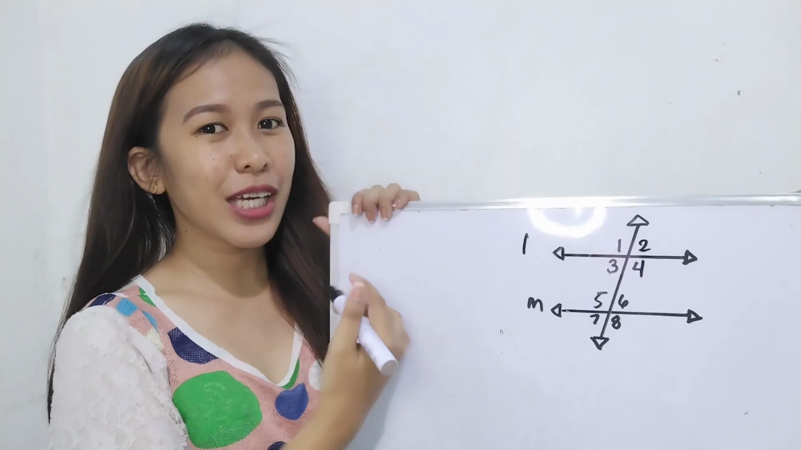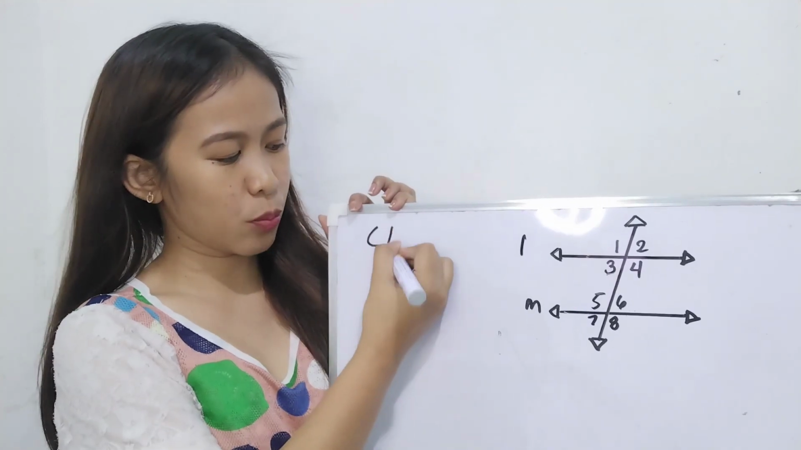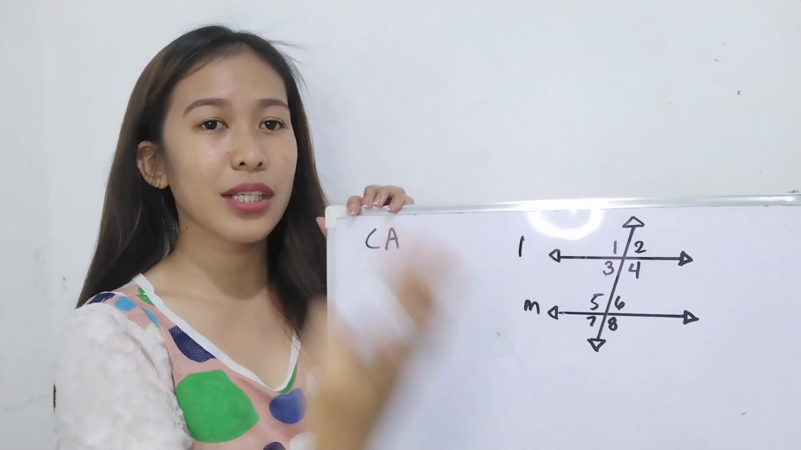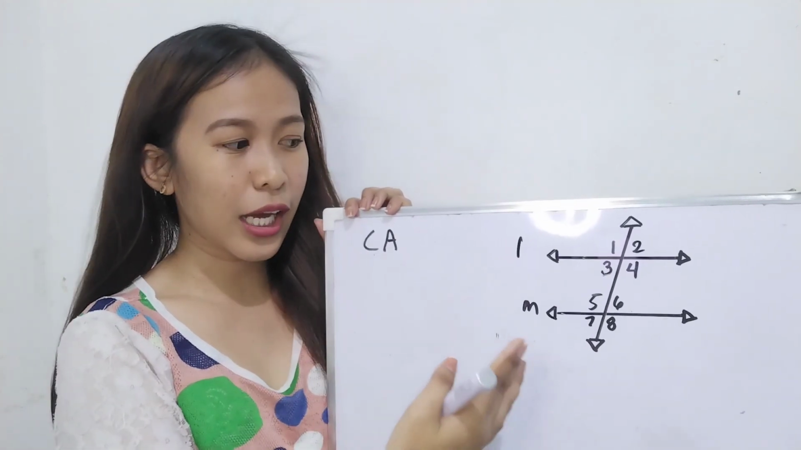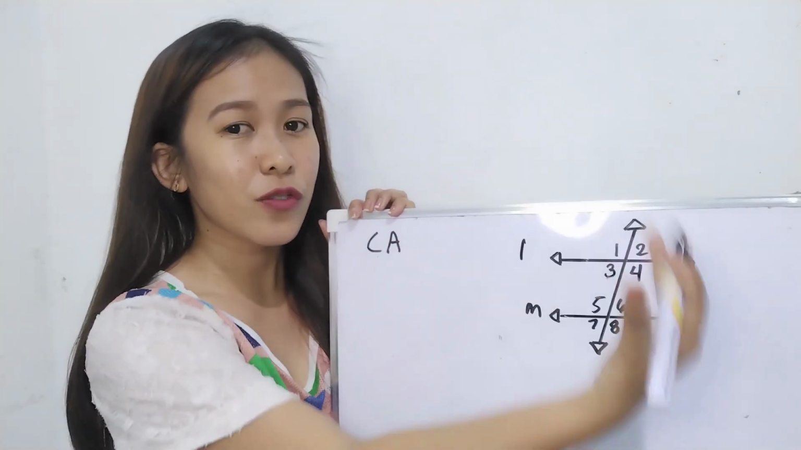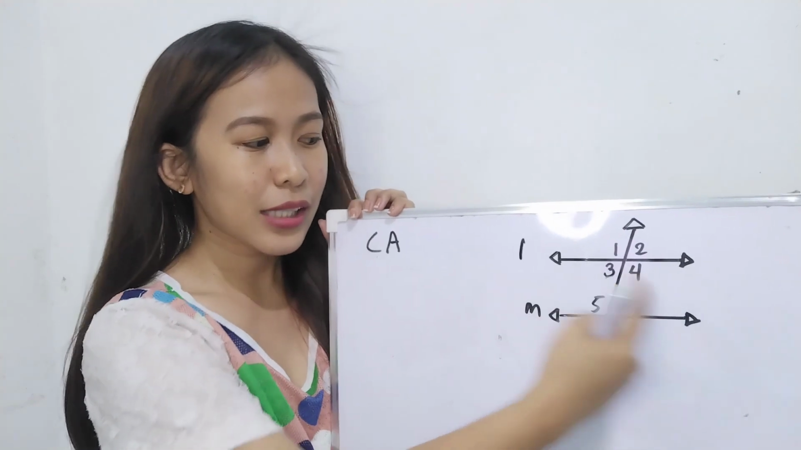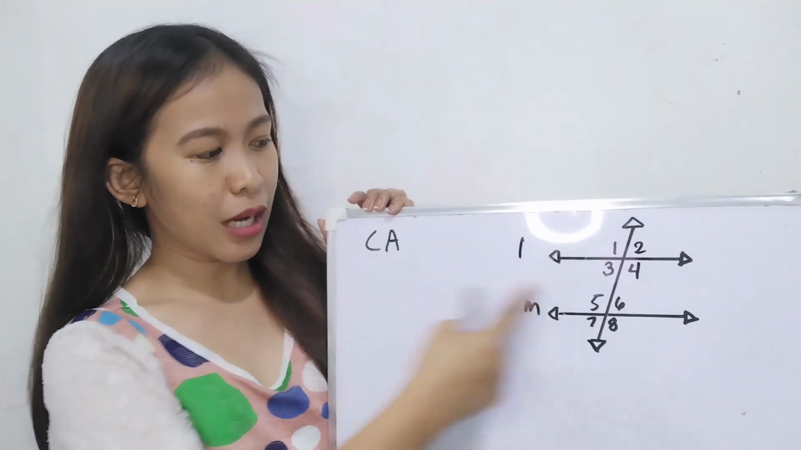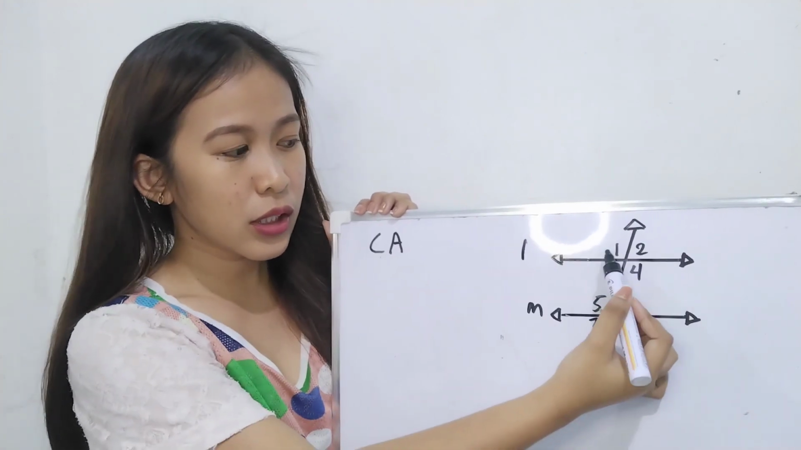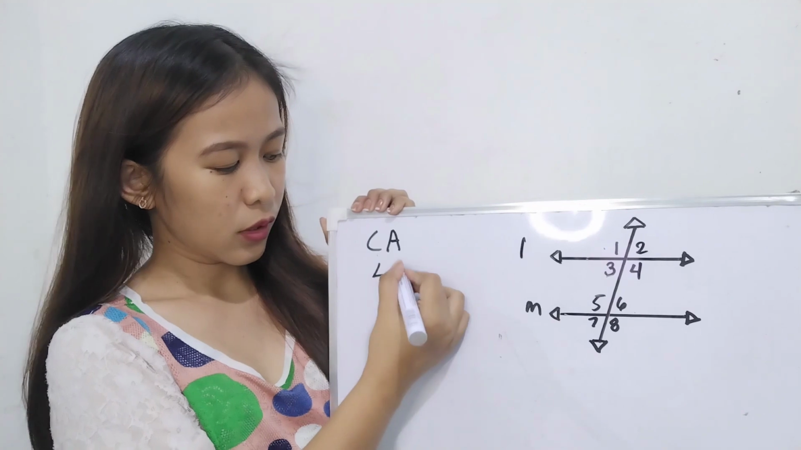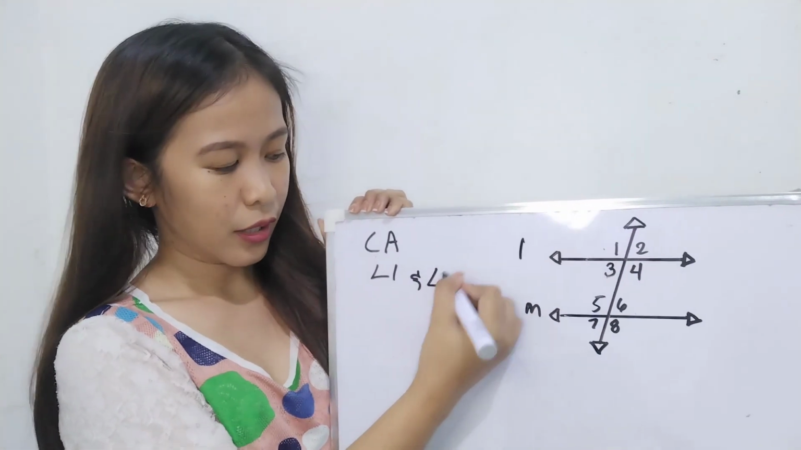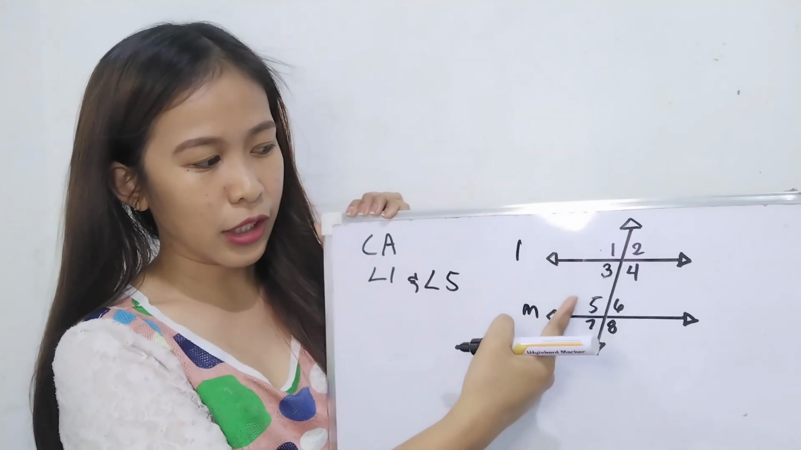Okay. So, di ba when we say corresponding angles, ayan, corresponding angles. Ito yung mga angles in the same position. Same position na magkabilaang side ng transversal line. For example, dito, the corresponding angles in here is angle 1 and angle 5. Okay? That is angle 1 and angle 5.